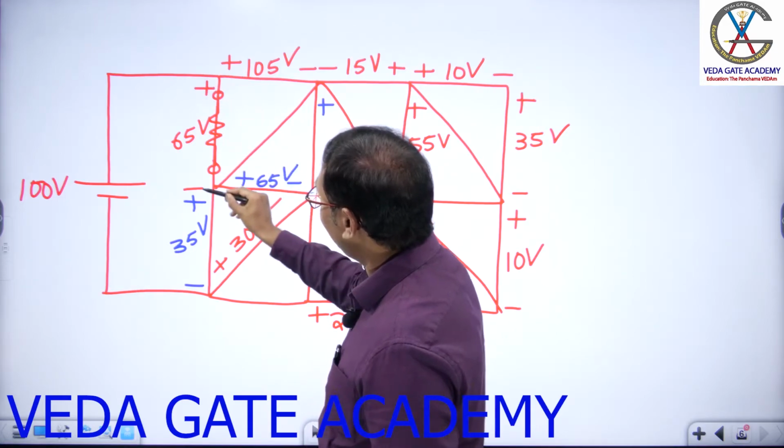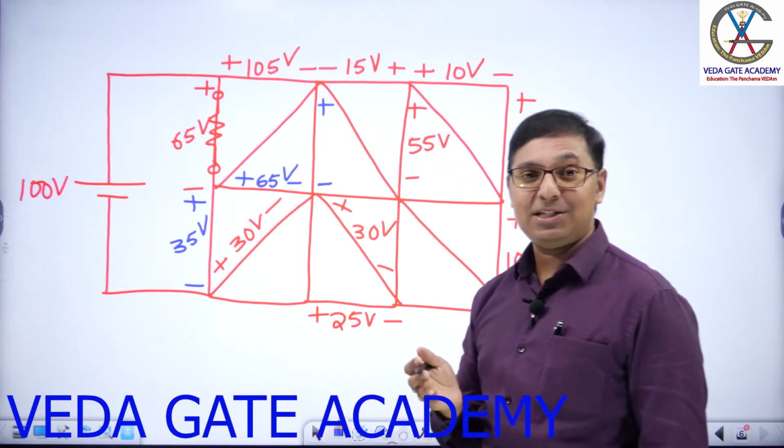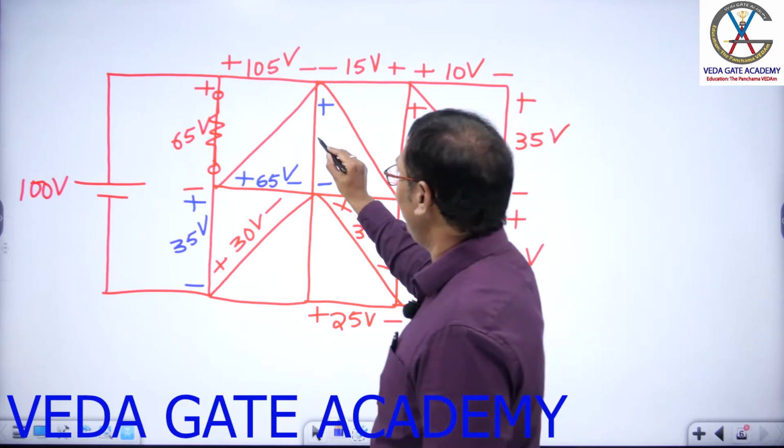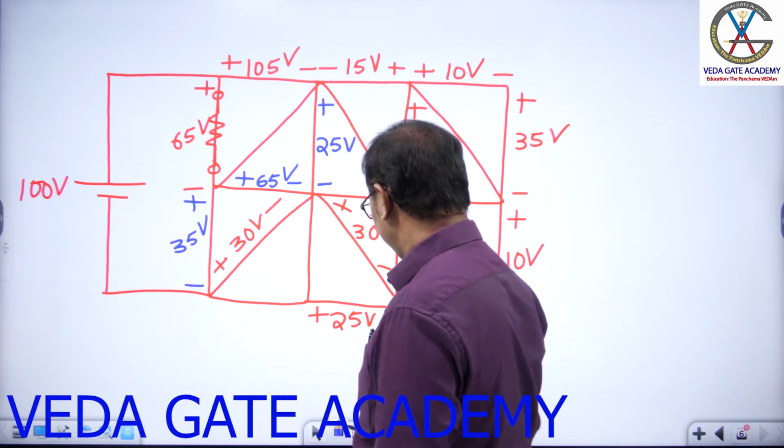Minus 105 plus 65 plus 65 plus 65 plus 65, 130. 130 minus 105, it is simply 25 volts.